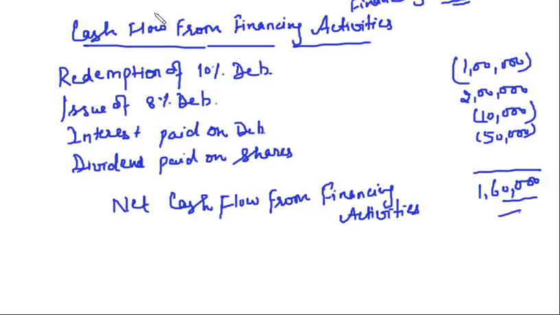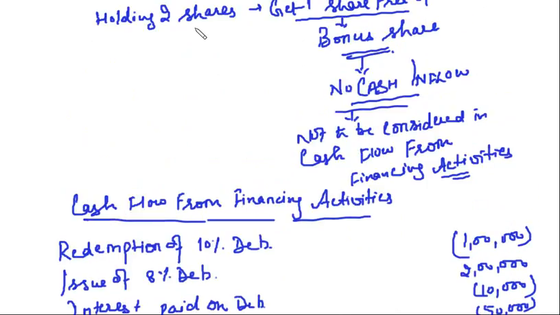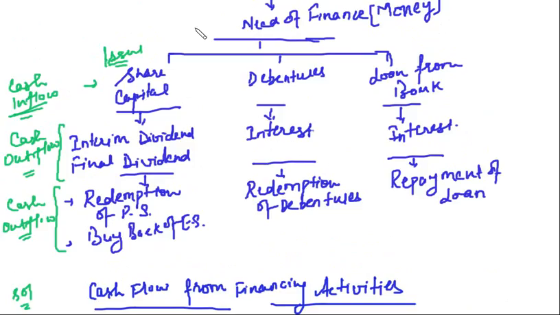So this is how we do cash flow from financing activities. This is very simple. You just need to remember this chart that I prepared in the very beginning. If you remember this flow, then cash flow from financing activities is very, very simple. Clear, friends?